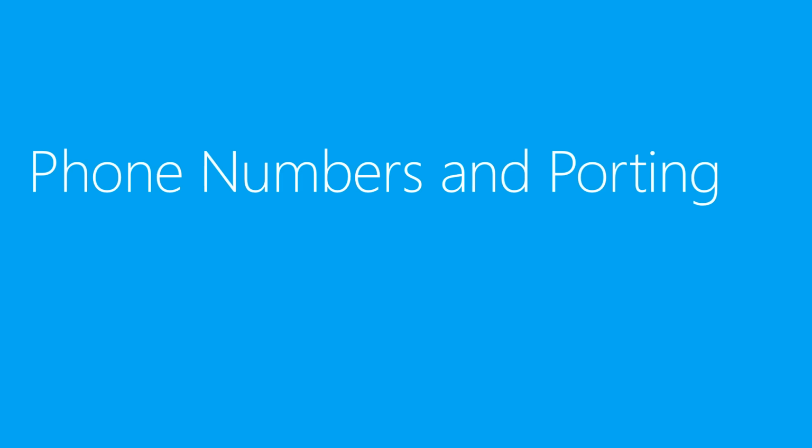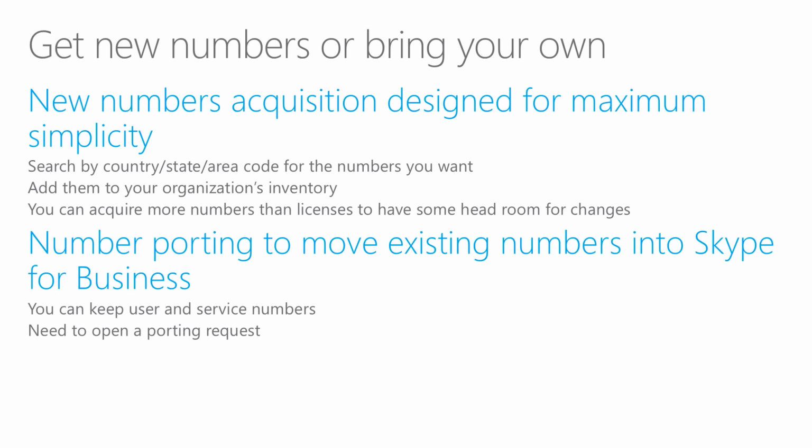Phone numbers and porting. Cloud PBX with PSTN calling allows you to either bring your own phone numbers or get new numbers from Microsoft. If you want new phone numbers from Microsoft, it's a super simple process. You just go to the website, search by country, state, and area code for the numbers you want, and then add them to your organization's inventory. You can actually acquire more numbers than you have licenses for, to give you some headroom for planning, and we'll go into more detail on how many numbers you can acquire on the next slide.